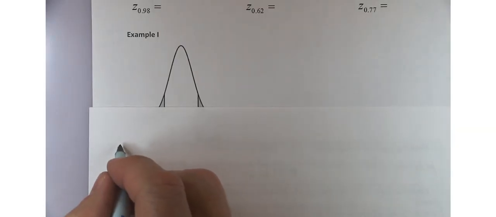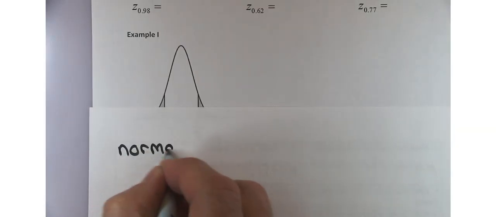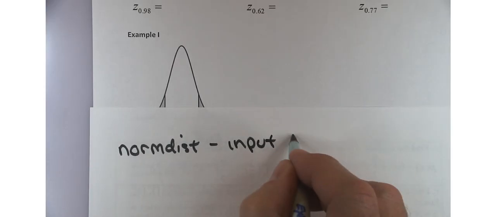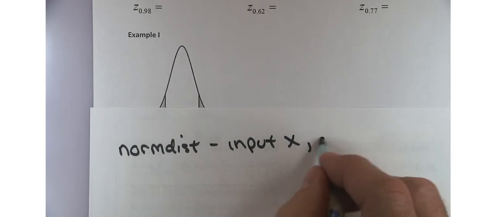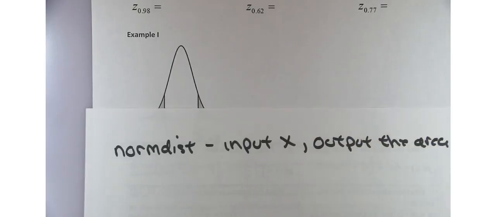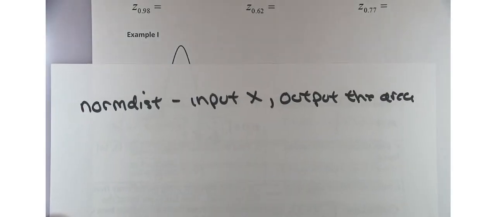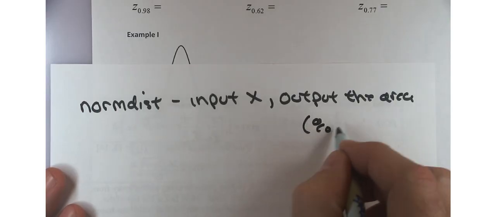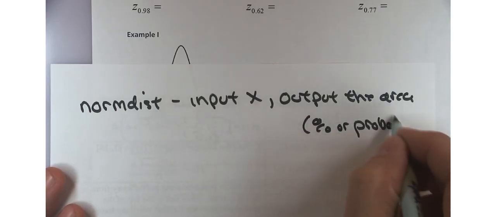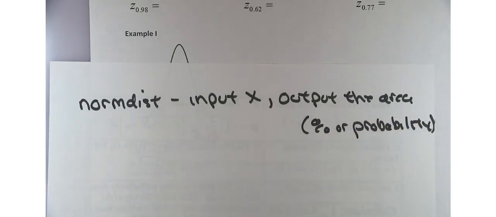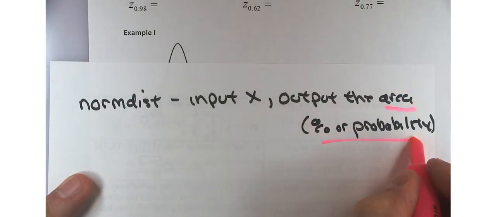Norm distribution, you're going to input the x and output the area. So that's what your norm distribution command does, it takes a value on the x-axis and it outputs an area. You could also think of that area as a percentage or probability. But that's what that area is going to represent in a lot of cases, a percentage or a probability.